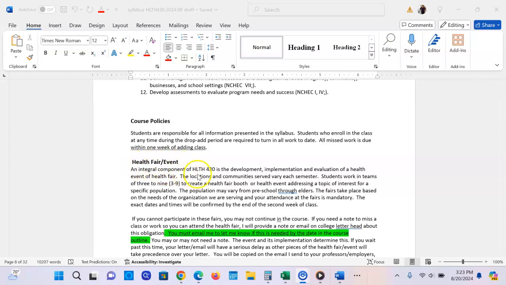The first item is the health fair. This is a requirement of the course. If you miss the health event, you cannot pass the course. So that is a requirement. If you miss the health event, you have to plan another event on your own and hold it and evaluate it, which I prefer that you not do because it's very difficult.